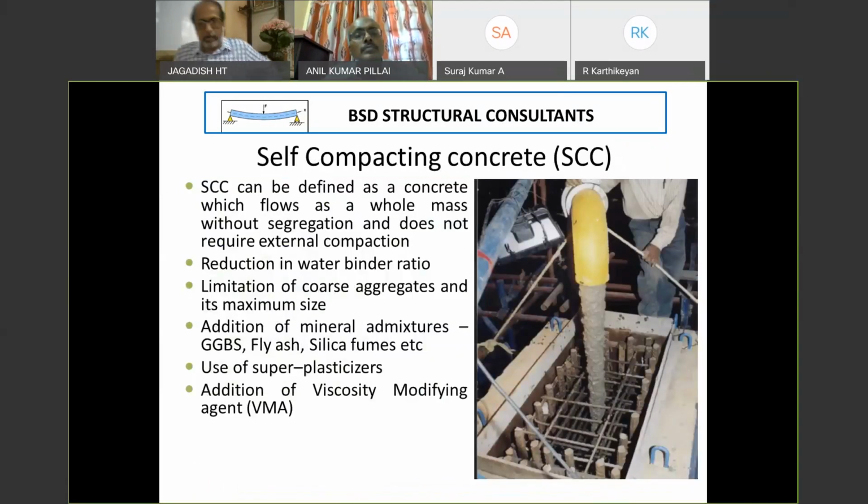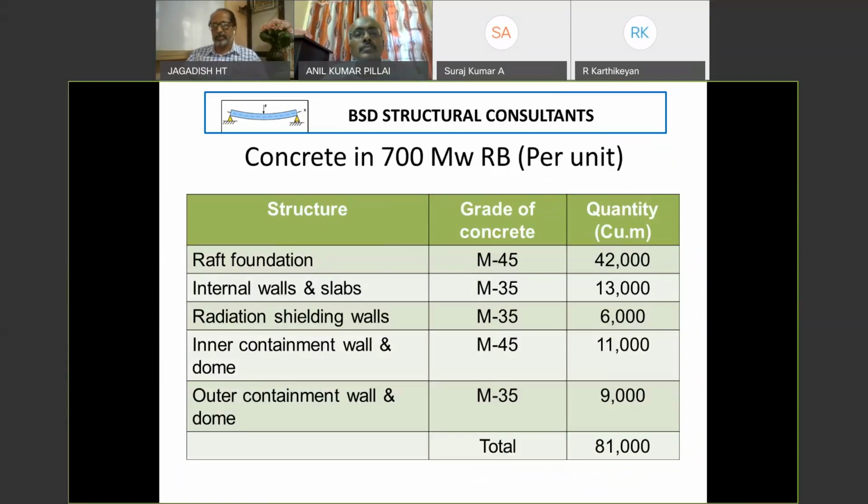Okay, so we talked about various concretes, different types of concrete that we use in a nuclear power plant. I'll take you through some of the facts and figures and some photographs. This actually is a table showing concrete used in a 700 megawatt reactor, RB, reactor building per unit. As I told you, always we go for pair of units. So per unit, what's the quantity and what's the grade?